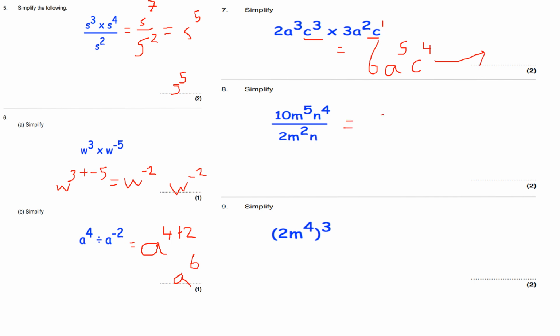10 divided by 2 is going to be 5. I'm going to have m cubed and then n cubed as well. So 5m cubed n cubed. Okay, and that's my final answer.